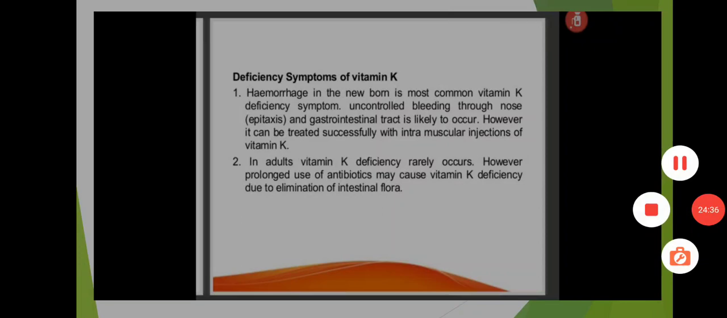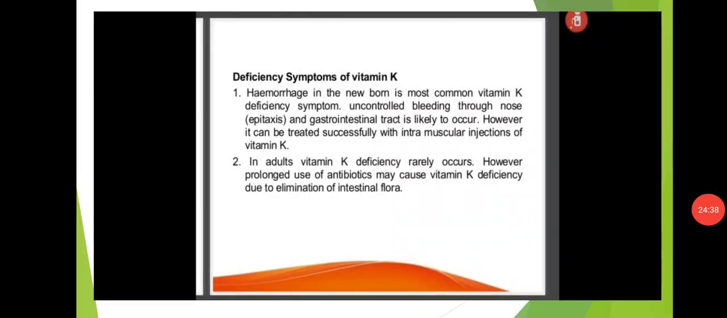And deficiency symptoms of vitamin K, hemorrhages. Hemorrhage in the newborn is the most common vitamin K deficiency symptom. Okay, that is uncontrolled bleeding through nose, and gastrointestinal tract is likely to occur. However, it can be treated successfully with intramuscular injections of vitamin K.